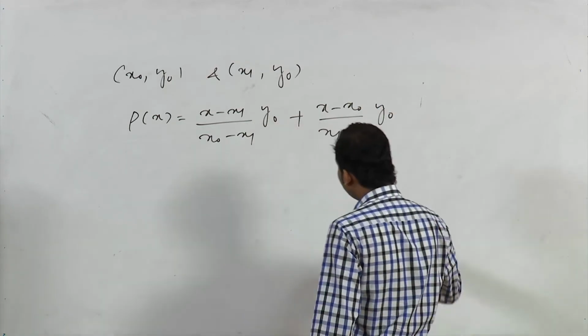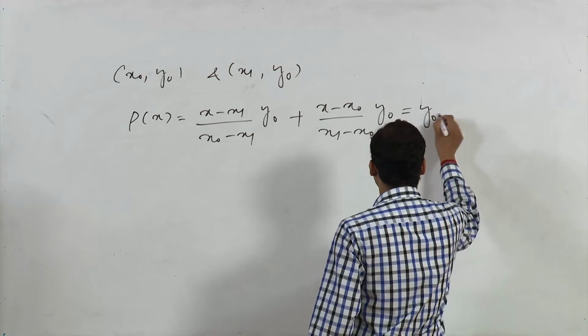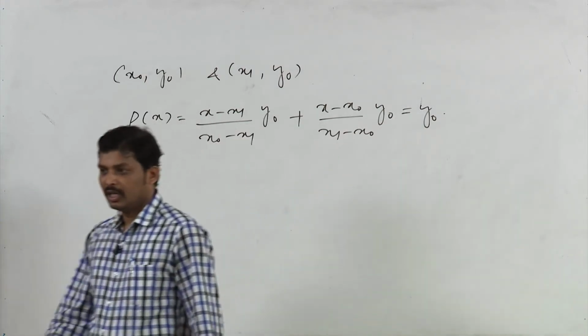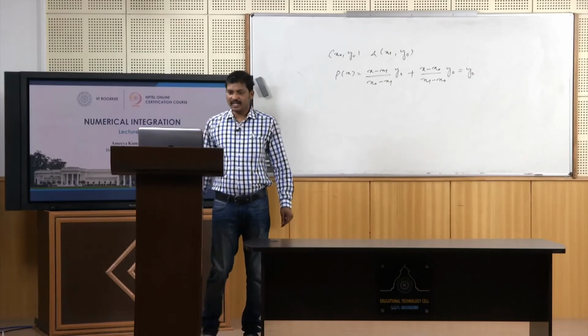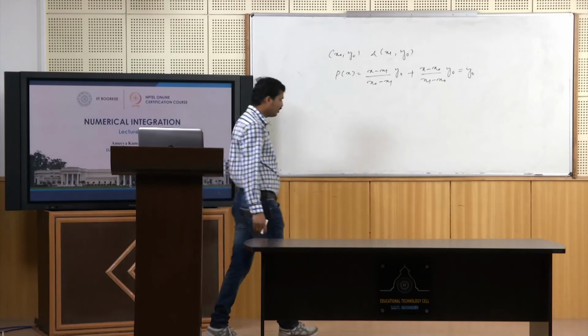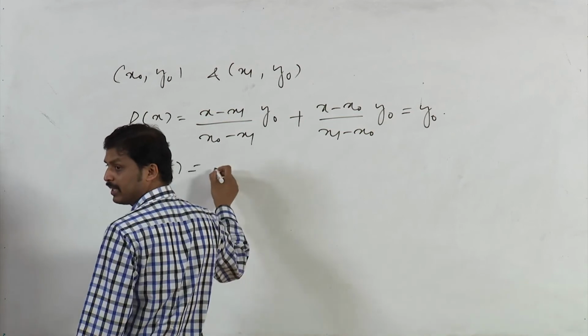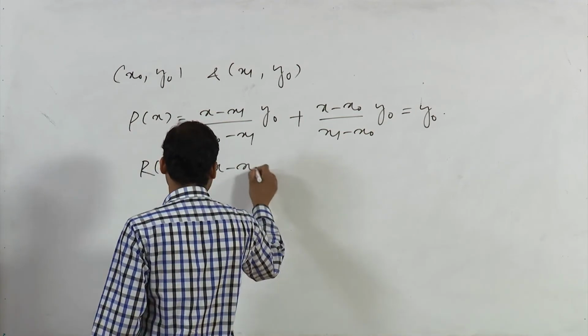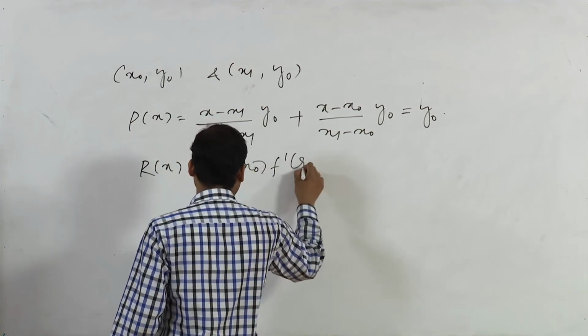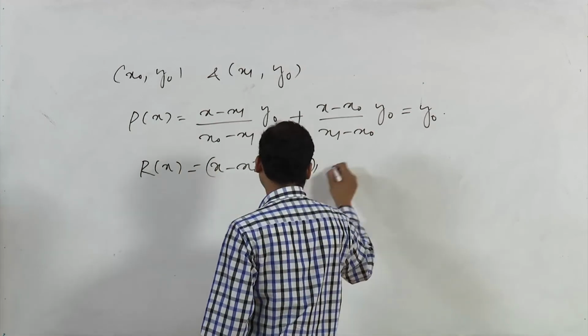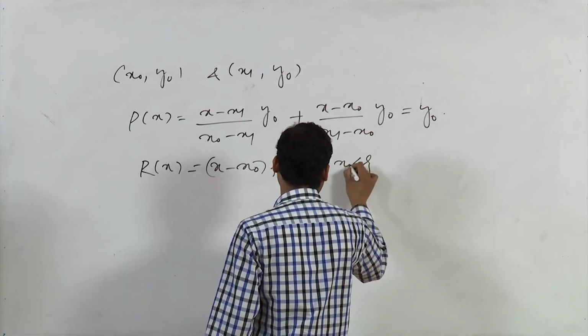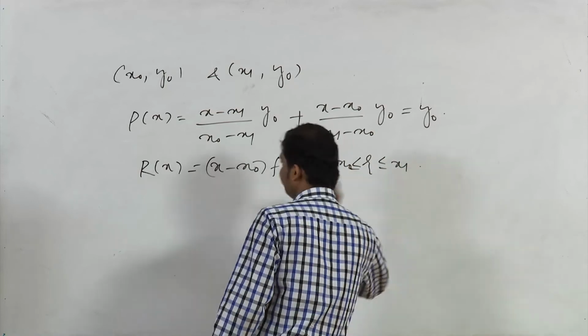So then this total polynomial can be written as y0. And if we approximate the error for this polynomial, then the error term r of x can be written in the form of x minus x0 times f dash of zeta, where zeta lies between x0 and x1.